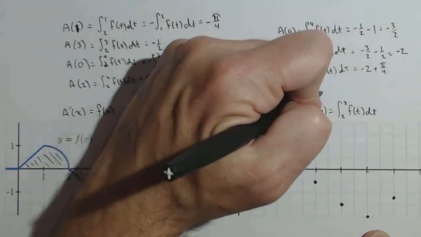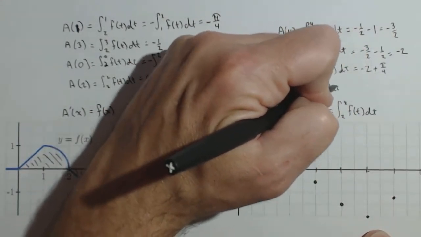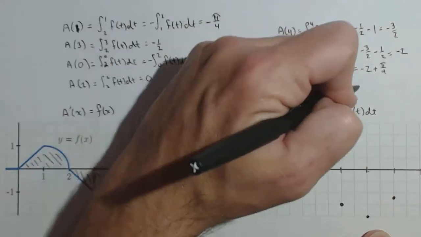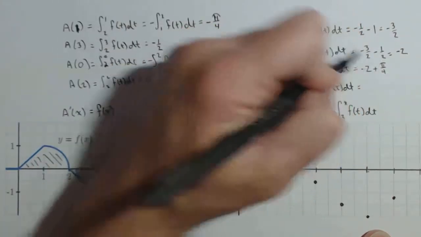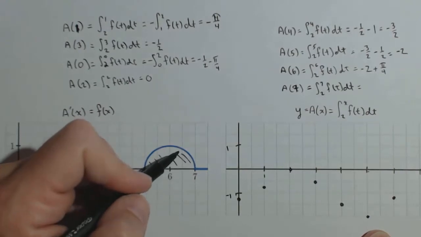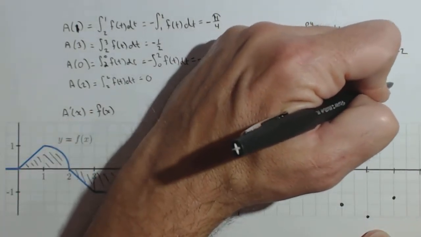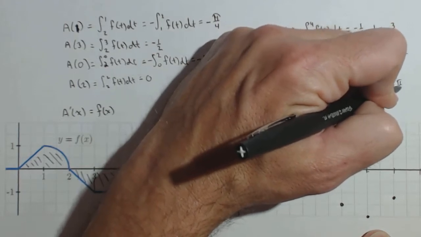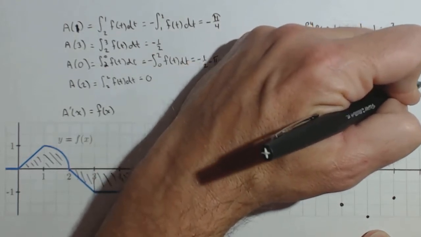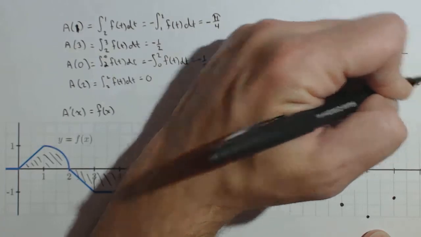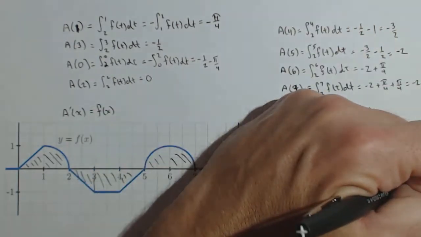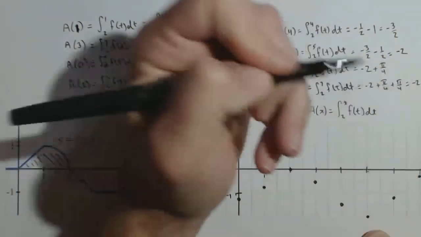Finally, A of 7, the integral from 2 to 7 of f of t dt, equals, we're going to accumulate another pi over 4. So negative 2 plus pi over 4 plus pi over 4, or negative 2 plus pi over 2, which is just slightly on the negative side here at 7.